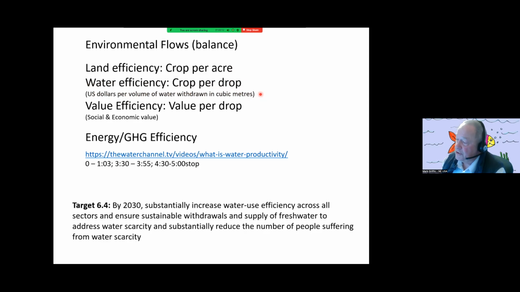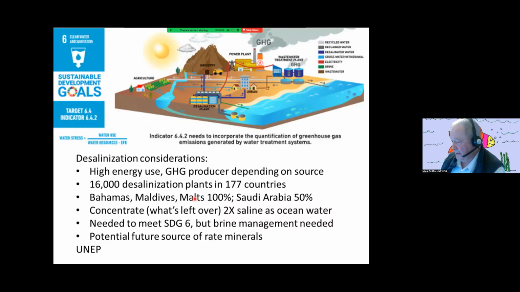And that's changing too, because now we're adding the social and economic dimensions and saying you can't just look at how much food you are getting per acre. You've got to be efficient, saying how much value your society, your community, is getting for the water you're using.